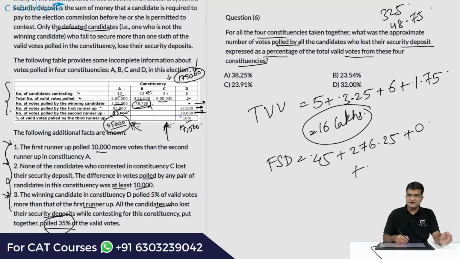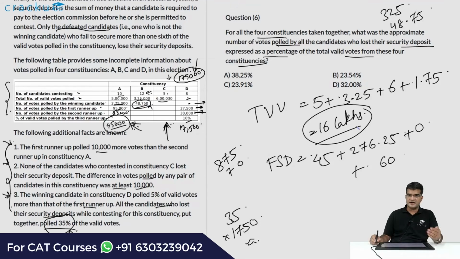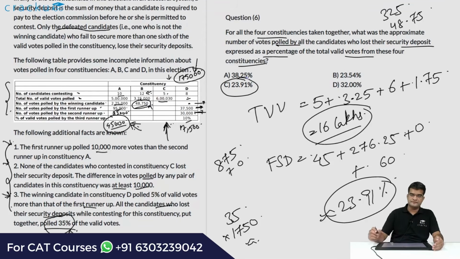And in constituency D, the sum of all the people who forfeited their security deposit is 35% of the total votes polled. So that will be 35 into 1750. If you calculate this, this will be 875 into 70. This will be approximately equal to 60,000. So if you total them up and divide them by 16 lakhs, you will get the correct answer, and that will be approximately equal to 23.91%. So the correct answer is option C.